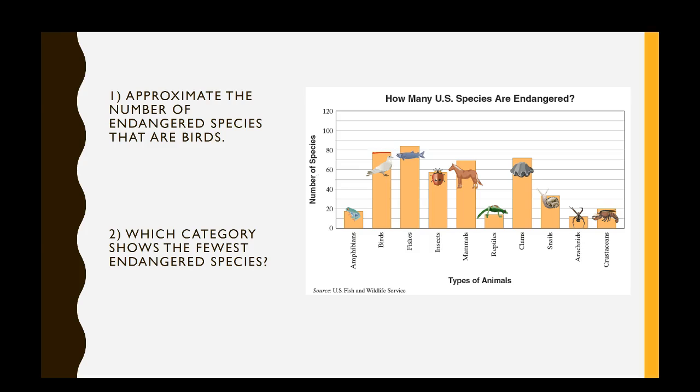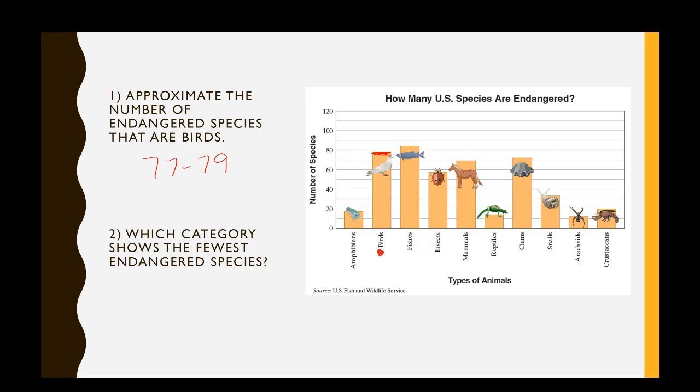It says approximate the number of endangered species that are birds. So you would find your birds category, which happens to be right there. You would come up and it's about right there. It says approximate, so you could say anywhere between 77 to 79.